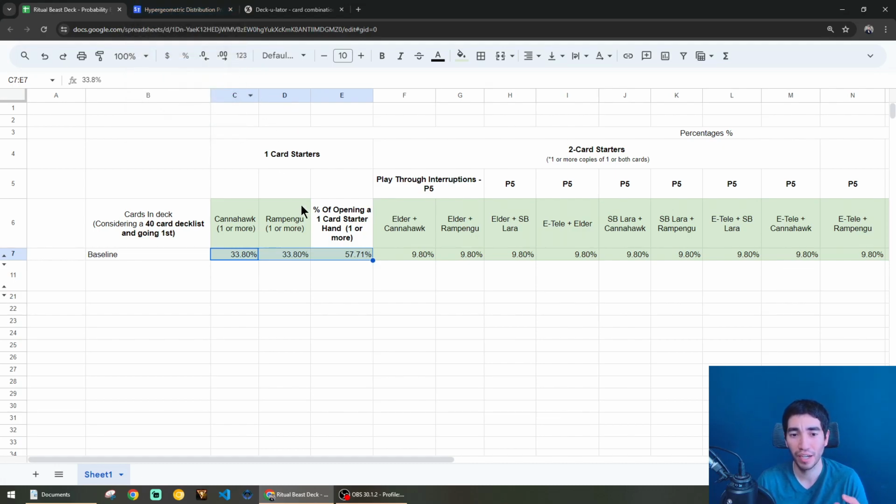So with these three numbers in mind, this is basically what I grabbed from the hypergeometric distribution calculator here in StatTrek. And I found this number very useful, but obviously Ritual Beast is a deck that has not only one card starters, it also has a lot of two card starters, no?